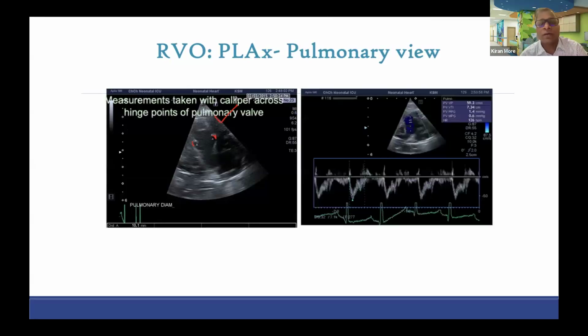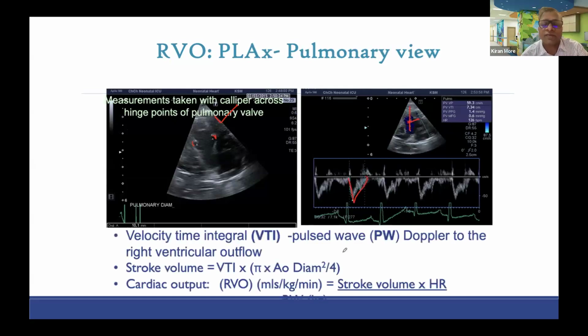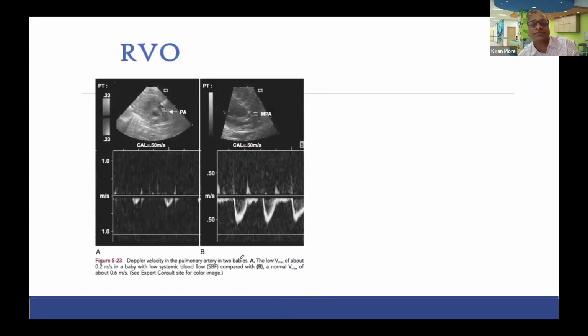So basically, you put a pulse wave Doppler across the valve, and then you get an area under curve, which is your pulmonary VTI. And once you have the VTI, same formula you apply, stroke volume times heart rate divided by birth weight, and you get a right ventricular output.